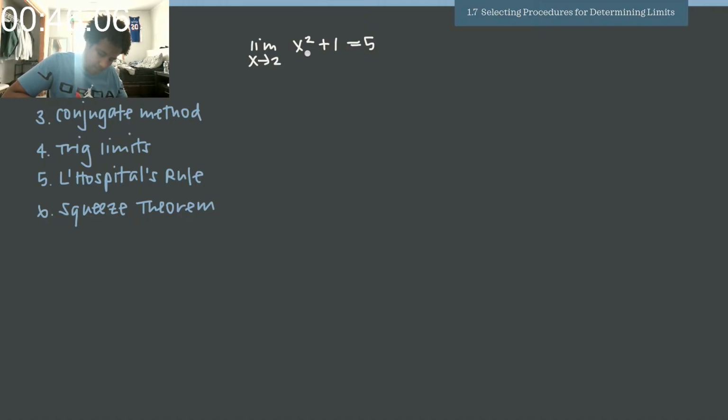If that doesn't work because you get an indeterminate form, something that's undefined, so substitution doesn't work for the limit, then you want to quickly think, can I factor it? Because factoring is going to be your next simplest method. And in general, you're usually only going to factor a rational function.